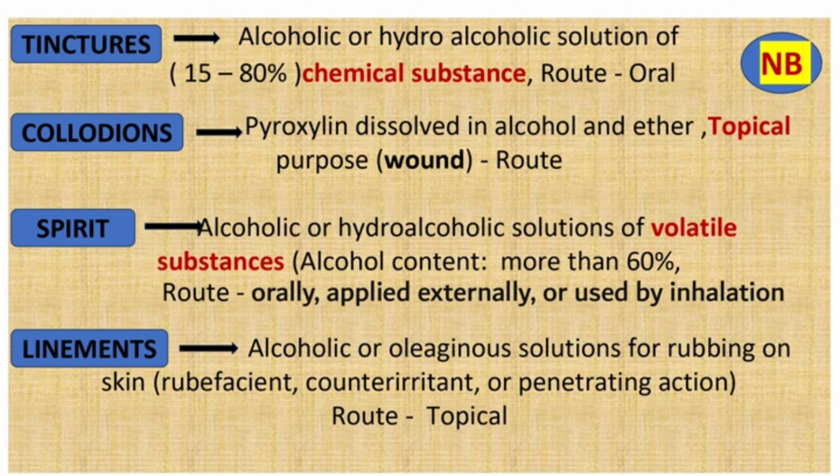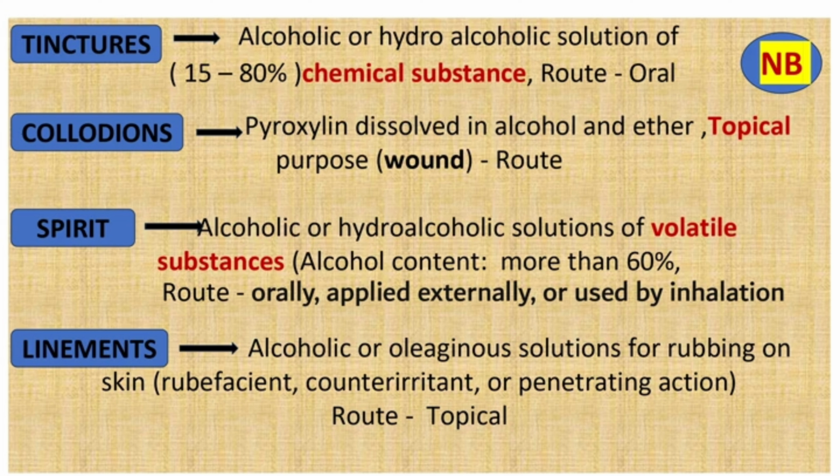The next one we are discussing here is tinctures. Tinctures are alcoholic or hydroalcoholic solutions. The alcohol percentage for tinctures is mainly 15 to 80%. Then it's a chemical substance formula. Route of administration is oral. Then collodions. Collodion is pyroxylin dissolved in alcohol and ether. This formulation is called collodion. Normally it's used for topical purposes, mainly for wounds. So the route of administration is topical.